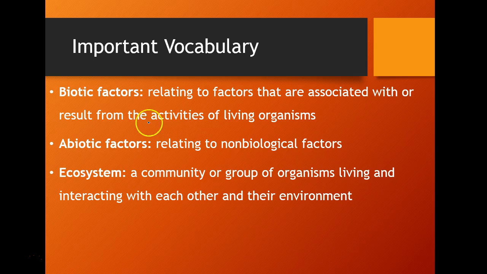Some important vocabulary that we went over in this lesson are biotic factors, and remember those are things that are related to living organisms. Abiotic factors relate to non-biological or non-living factors. And then we have ecosystem, where we defined it as a community or group of organisms, so it's going to be multiple species living and interacting with each other and their environment. And their environment is going to include the abiotic factors, which is the non-living.